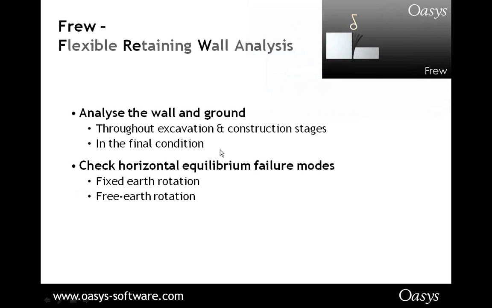So, in summary, Frew analyzes the wall and the ground throughout the construction, from the initial conditions, the installation, the excavation, and into the final condition for wall relaxation and corrosion. And it's looking at the horizontal equilibrium of the whole model, fixed earth and free earth checks, and also sort of ongoing horizontal analysis options in there as well.